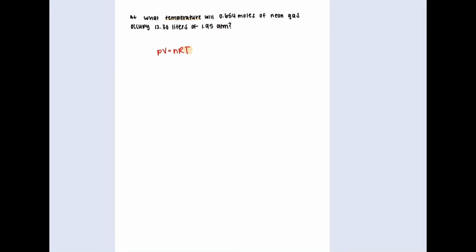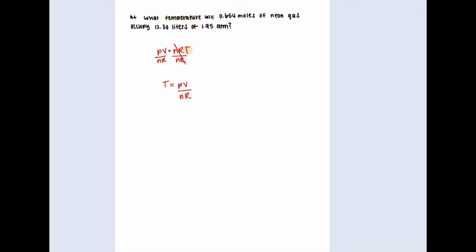So let's isolate T to get it by itself so that we can find it easily. In order to get T by itself, all we have to do is divide each side by n and R, so moles and the gas constant, R. So we're going to be left with T equals PV over nR. So that is going to be our formula. And it's the same formula, we've just manipulated it to make it easier on ourselves.